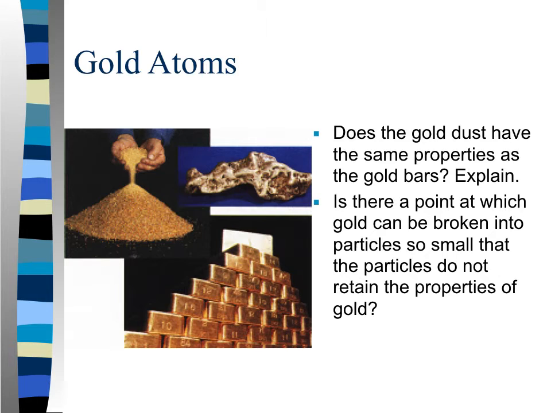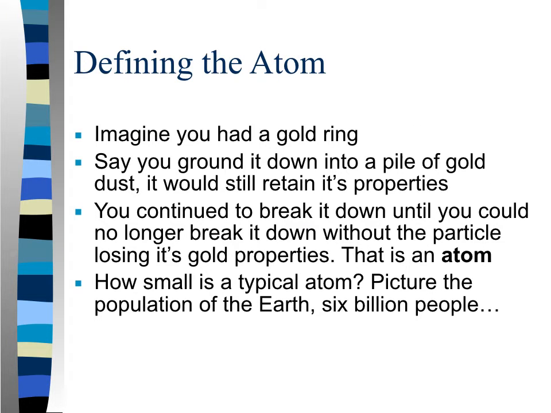You can break something down to the point where it can't be broken down any further and still be what it is. Okay, so if you had a gold ring and you ground it down into dust, would it still retain its properties? Yes, you could continue to break it down until you could no longer break it down any further. At the point that it loses its properties of gold, that's when you've gotten to the atom.